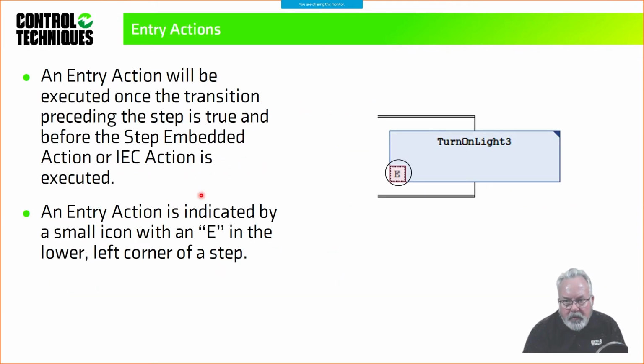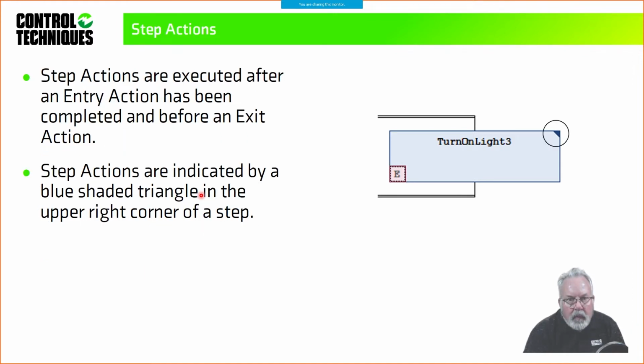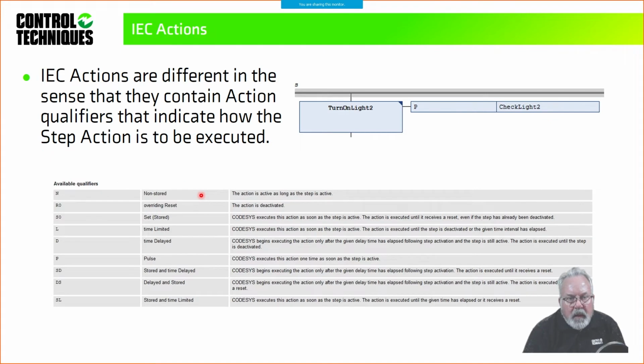Right, so the entry action that we just looked at is executed once the transition preceding the step is true and before the embedded action or IEC action is executed. So the entry actions are indicated with a little E in like a postage stamp looking thing in the left corner of the step. Then your embedded actions are indicated with the little blue darkened triangle in the upper right corner of a step, right? You've seen that. And here are IEC actions, and that's what they look like.